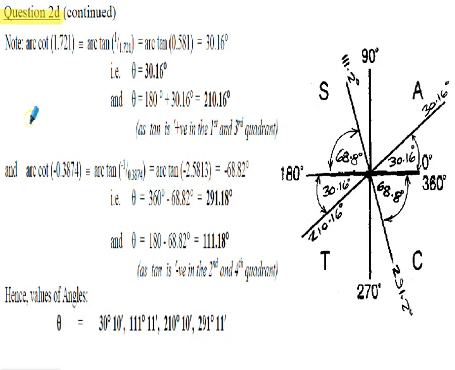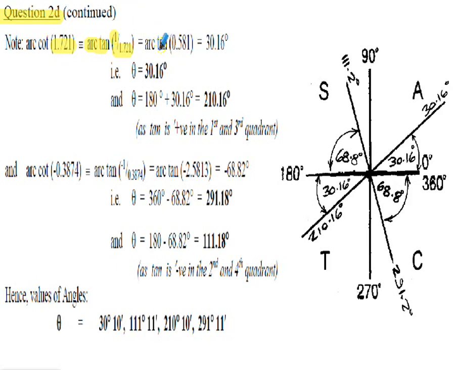Question 2D continued here. Okay, now we've got the ratios calculated on the previous slide. We're now going to find the angles associated with them. So taking the ratio of 1.721, I need to find the arc cot, or the cot to the minus 1, of 1.721. But I'm not going to solve it in terms of cot, I'm going to solve it in terms of tan. Don't forget that cot is actually 1 upon tan. So I can write the arc cot of 1.721 as the arc tan, or tan to the minus 1, of 1 divided by 1.721. Just take a moment to think that through to yourself.